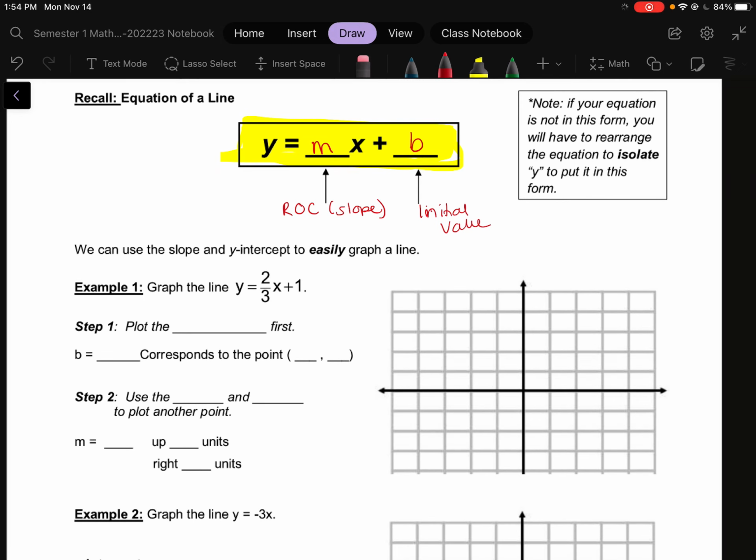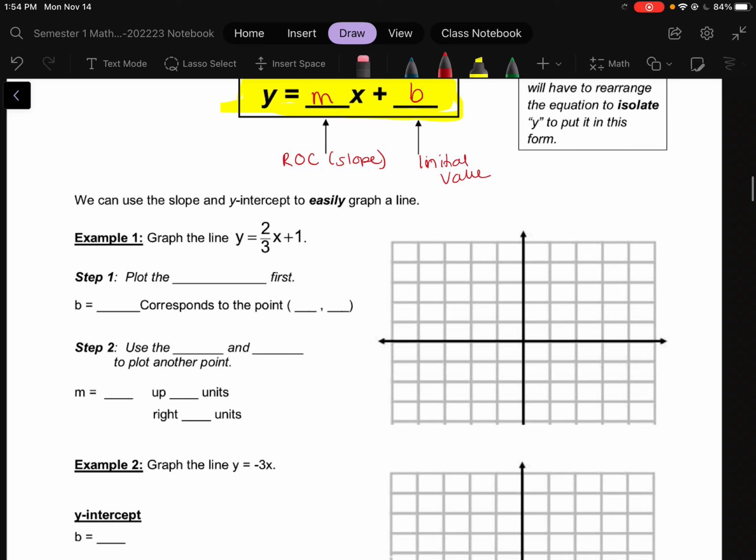So for the first example here, please make sure you have a ruler out. I do not have a ruler with my iPad, but you need a ruler to make sure your lines are nice and straight. That's going to be so important when you are writing your assessments. So make sure your lines are always nice and straight. You will be deducted marks if it is not nice and straight.